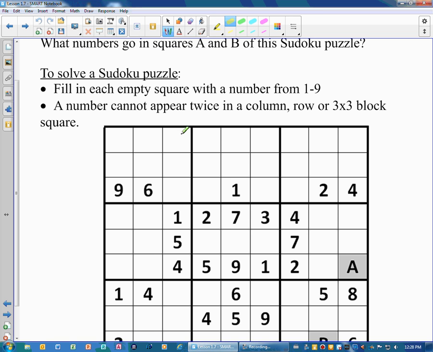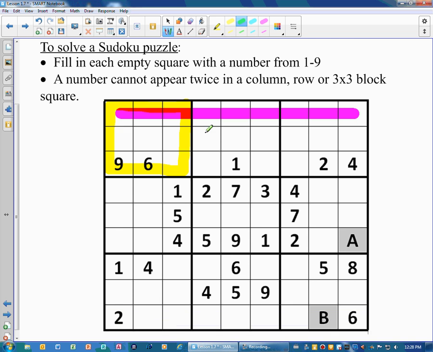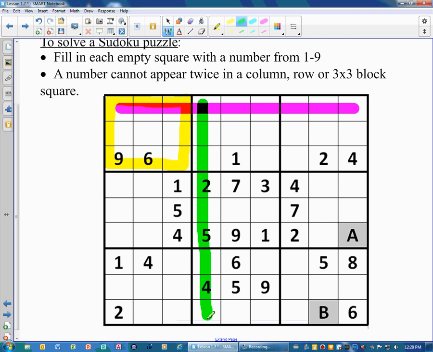Okay, in Sudoku it means this square here needs to contain the numbers 1, 2, 3, 4, 5, 6, 7, 8, and 9 only once, okay? So because there's already a 9 and a 6, these leftover 7 numbers can't be a 9 or a 6 because they're already there, okay? In a Sudoku puzzle, you need to have 1 to 9 in a row, and you also need to have 1 to 9 in a column, okay? So 1 to 9 in a box, 1 to 9 in a row, 1 to 9 in a column.